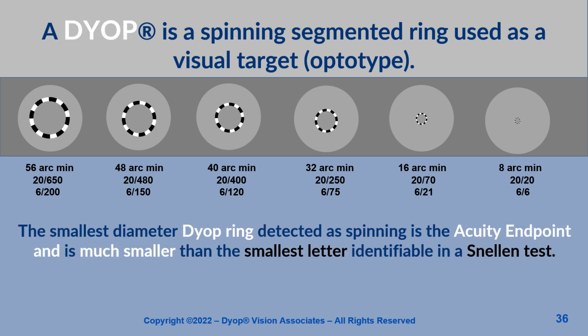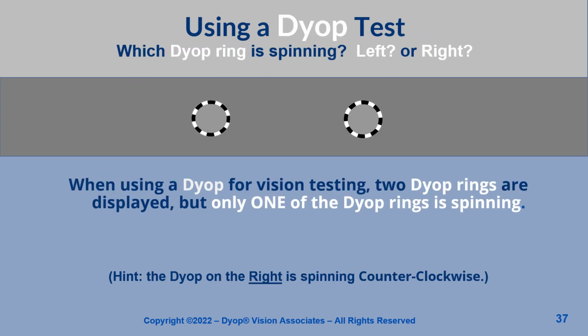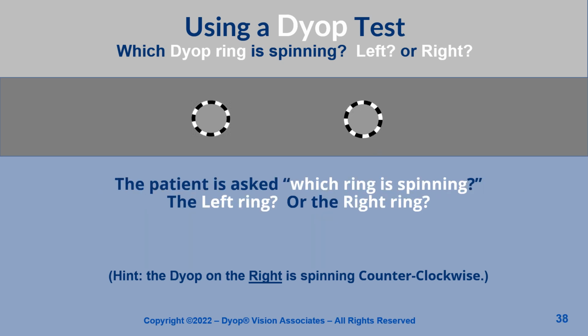The smallest diameter Dyop ring detected as spinning is the acuity endpoint and is much smaller than the smallest letter identifiable in a Snellen test. When using a Dyop for vision testing, 2 Dyop rings are displayed, but only one of the Dyop rings is spinning. The patient is asked which ring is spinning, the left ring or the right ring.